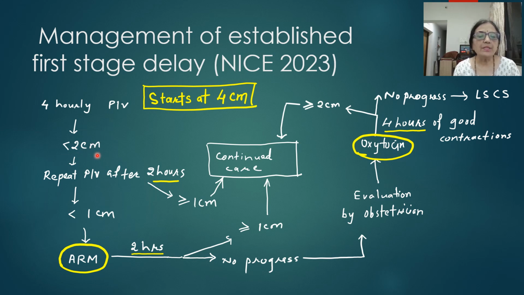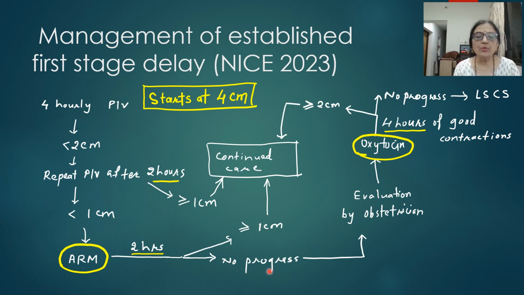Anytime dilatation is less than 2 centimeters, PV examination is again repeated after 2 hours. If it is greater than or equal to 1 centimeter, the patient enters into continued care or routine care. But if it is less than 1 centimeter, then artificial rupture of membranes is recommended. After ARM, again we have to wait for 2 hours to see whether the progress is there or dilatation is there. If cervical dilatation is greater than or equal to 1 centimeter, the patient enters into continued care.